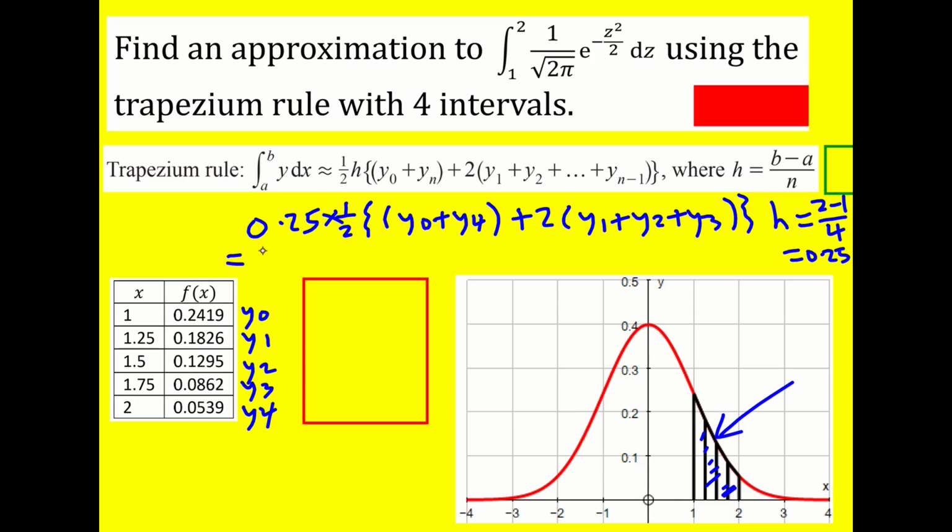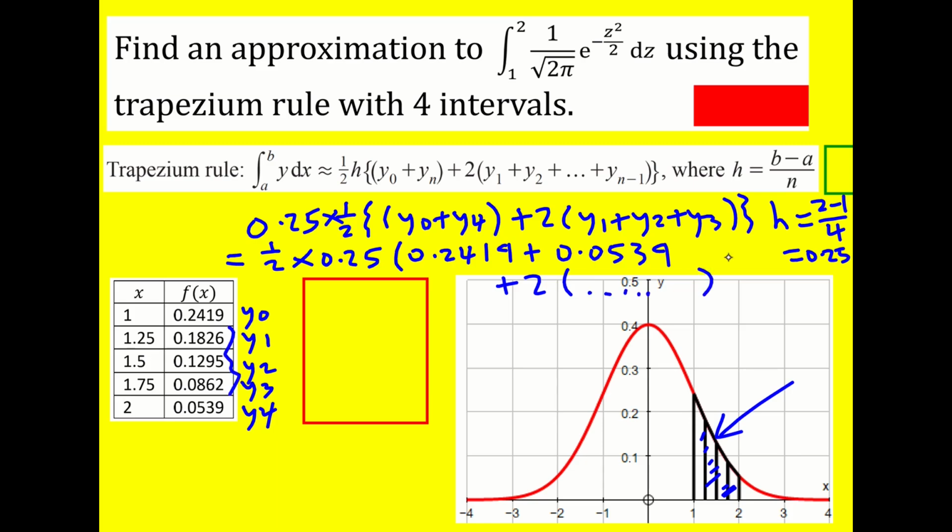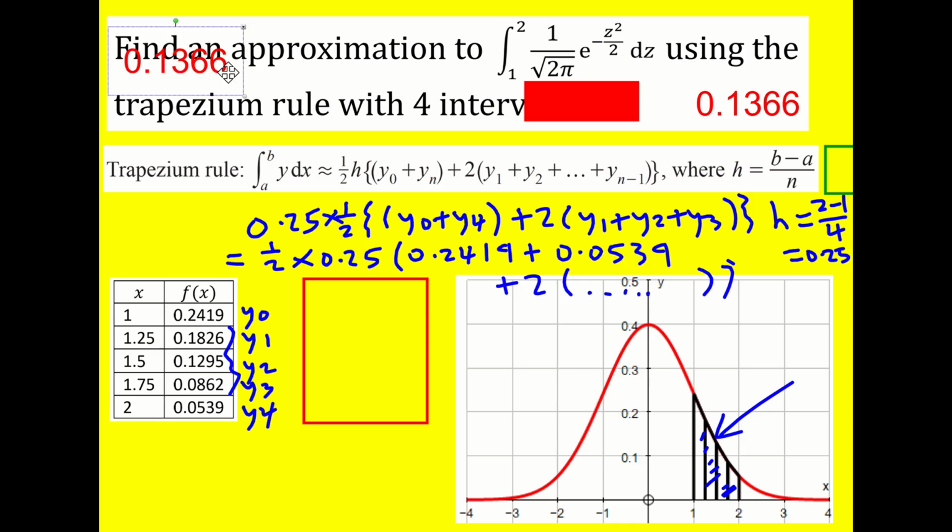Now that's going to become, let me rewrite it as a half times 0.25, and then in brackets it's going to be this 0.2419 plus 0.0539, and then 2 lots of the rest. I'm not going to write it all out, you can see it's 2 lots of these added together. And what we actually get, and I hope you managed to get this, is 0.1366. Now remember that, because that is going to come back in later on.